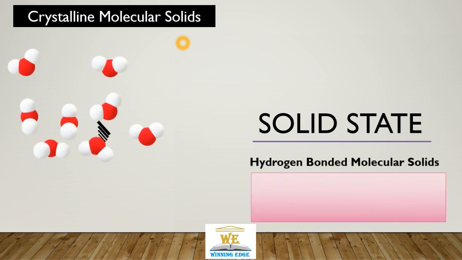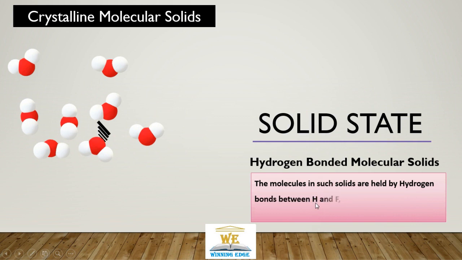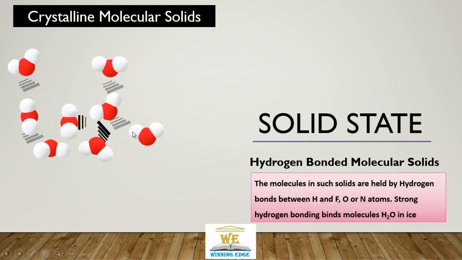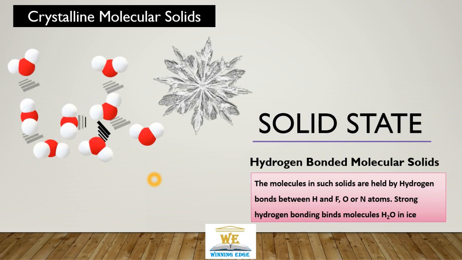First, hydrogen bonded molecular solids, like water. These molecular solids are formed by molecules that can make hydrogen bonding. Such molecules have hydrogen, and fluorine, oxygen or nitrogen for making hydrogen bonding. Strong hydrogen bonding binds the molecules of water into ice, that we know. We're getting ice crystals, which is a crystalline substance.